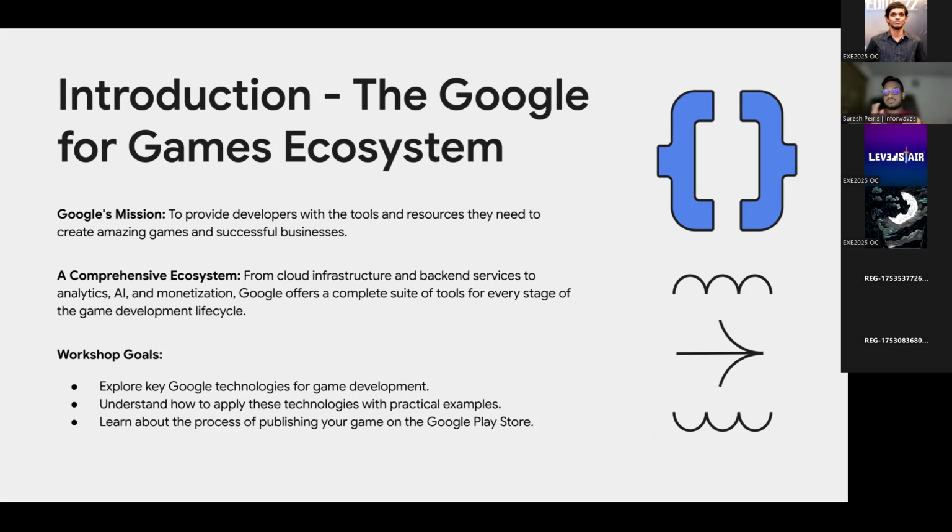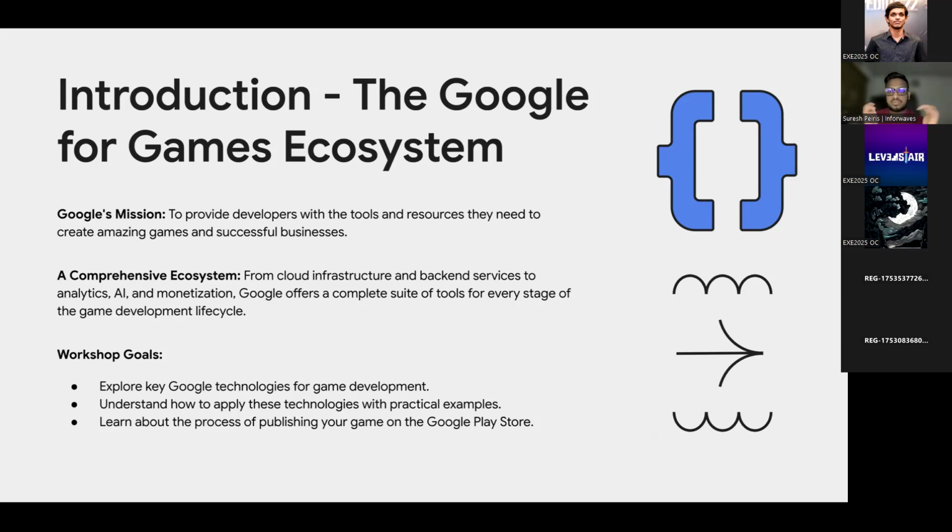So today, during this workshop, our objective is to understand what sort of Google technologies we have in terms of game development, as well as how these technologies can be applied to practical scenarios that you all might find difficult. Let's also see what existing technologies you might be using at the moment to build your games. As a third point, I'll be talking about the steps of publishing your game on Play Store.